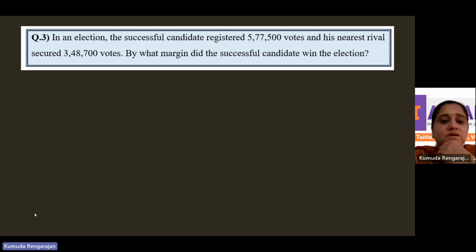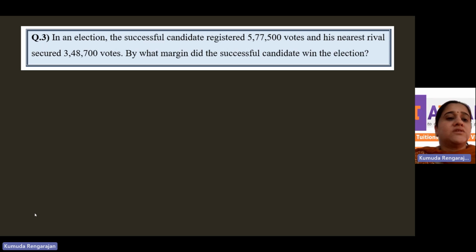In an election, the successful candidate, meaning the candidate who has won the election. For a particular post, there may be a few contestants. Four or five people may want to get elected for that particular post. So they compete with one another, public cast their votes, correct? Who can vote in India? What is the voting age? 18. Indian citizens who have completed 18 years are eligible to vote.